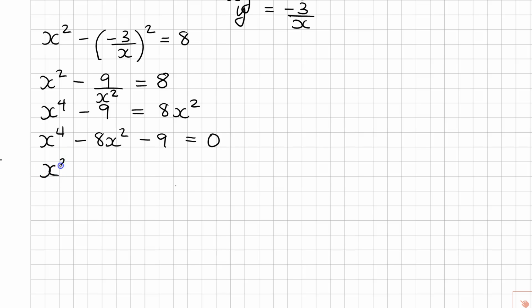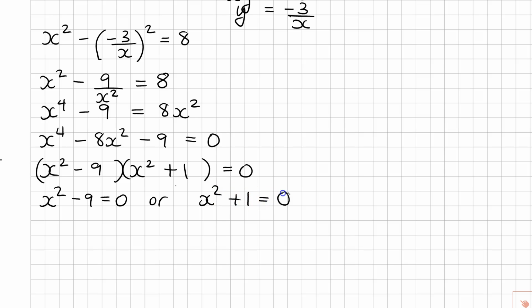So the factors of x to the power of 4 are x squared and x squared. And now the factors of 9 that will also work to give me 8. Well, I'm going to need a minus 9 and I'm going to need a plus 1. Now we put each one of those equal to 0. And this is going to give me x squared minus 9 equals 0, or x squared plus 1 equals 0. So this will give me that x squared is equal to 9, which implies that x is equal to plus or minus 3.